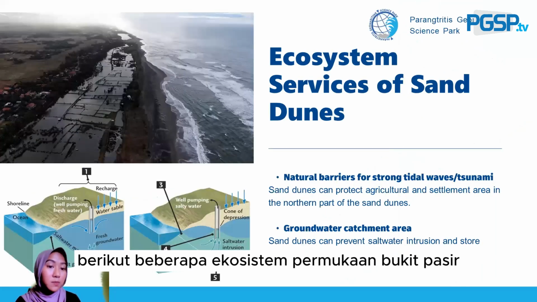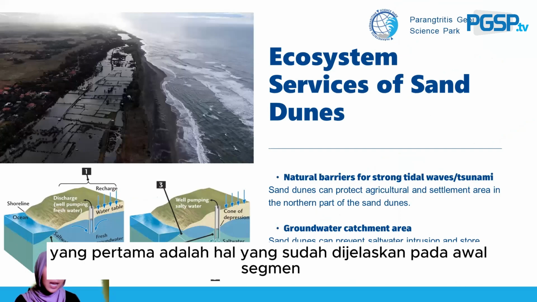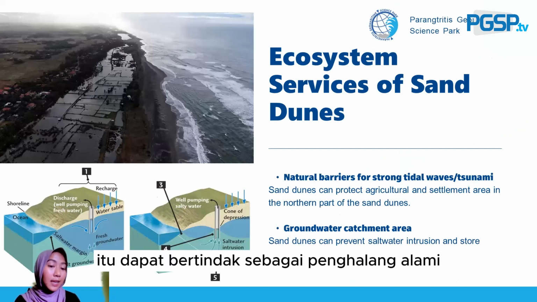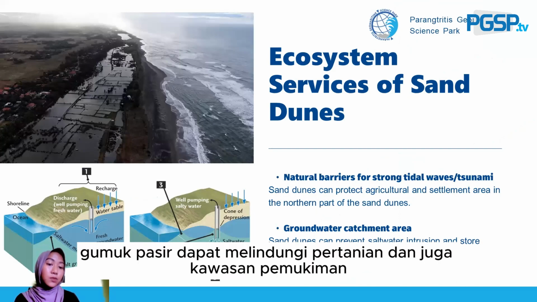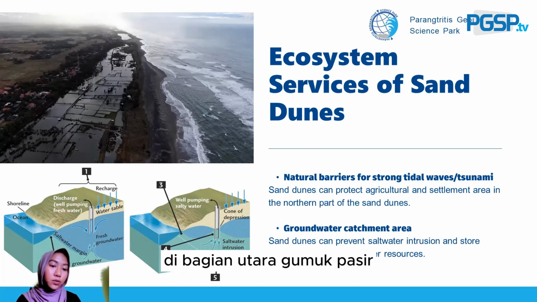Here are some of the ecosystem services of sand dunes. The first one, as I already mentioned earlier, is that it can act as a natural barrier for strong tidal waves and tsunami. Sand dunes can protect agricultural and also settlement areas in the northern part of the sand dunes.